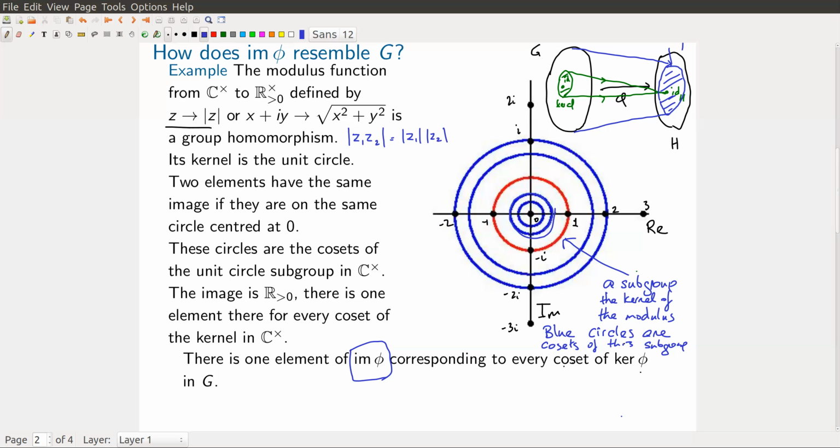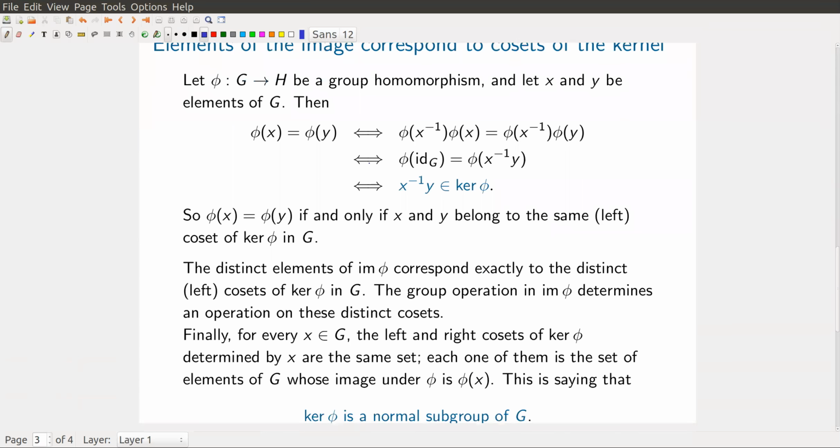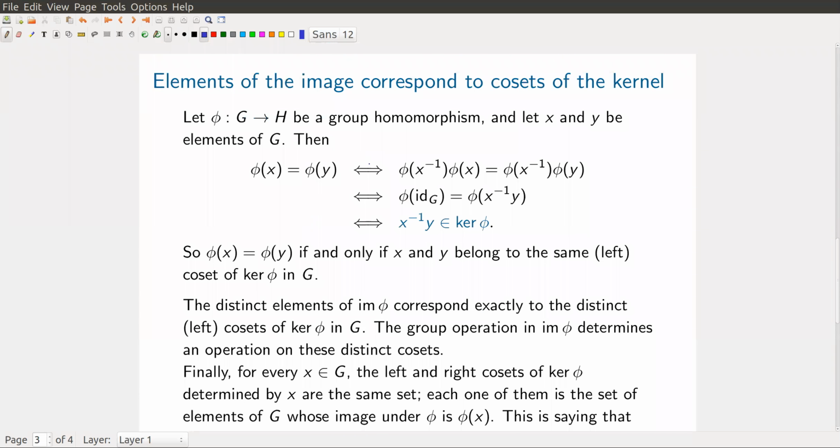And if you are thinking about this example, you could think about applying the same logic to the examples that we had in the first round. For example, the logarithm function and the determinant function for 2x2 matrices. The assertion on the next slide is that this is not an accident of this example, that in general, if you have any homomorphism of groups, the elements of the image correspond to cosets of the kernel.